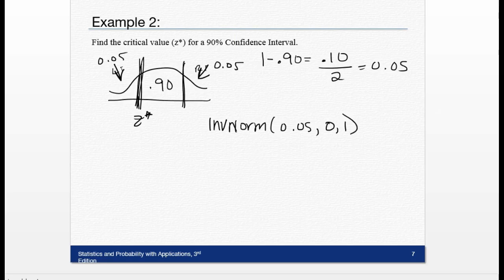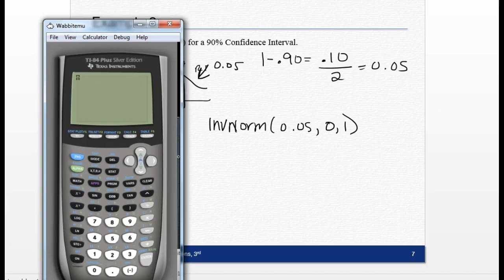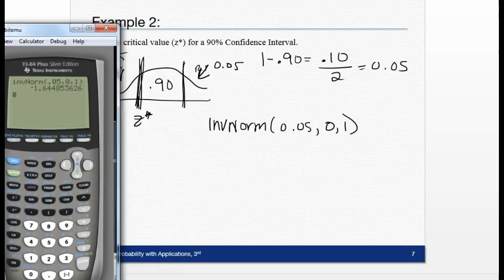So on my calculator, it looks like this. Second, bars, inverse norm is number 3. The area is 0.05. Leave mu and sigma alone. Hit enter, and you get negative 1.645.